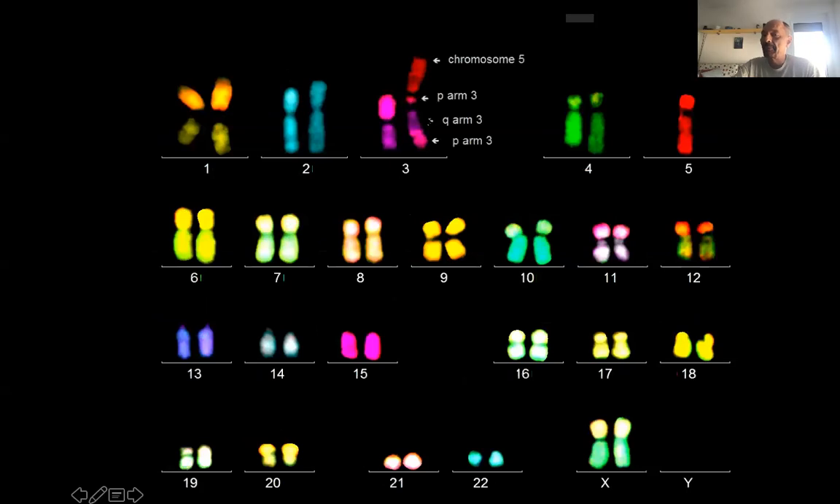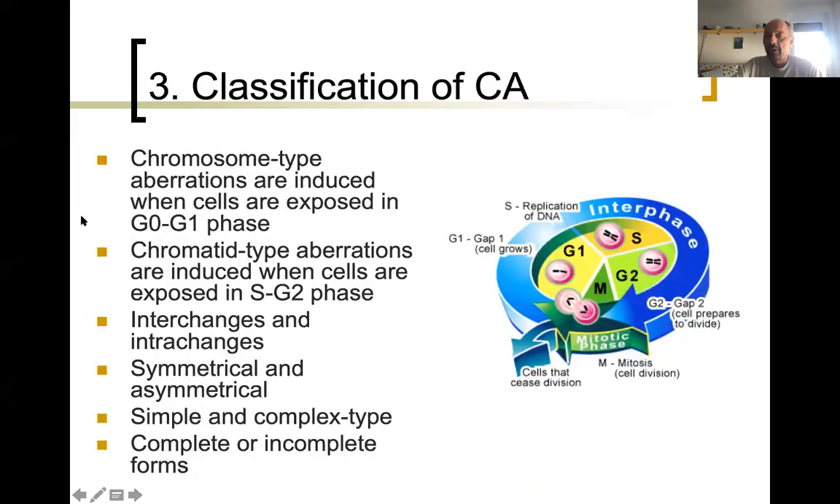And this is another example. You see, this is apparently a dicentric between chromosome 5 and chromosome 3. But this is the P arm of chromosome 3, this is the Q arm of chromosome 3, P arm of chromosome 5, Q arm of chromosome 5. So you see, that's how the dicentric looks like. Okay. In the next part, we will start now to classify the radiation-induced chromosomal aberrations.